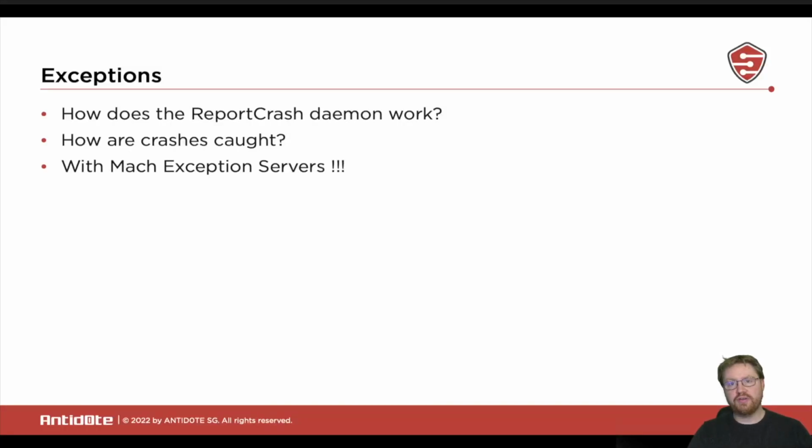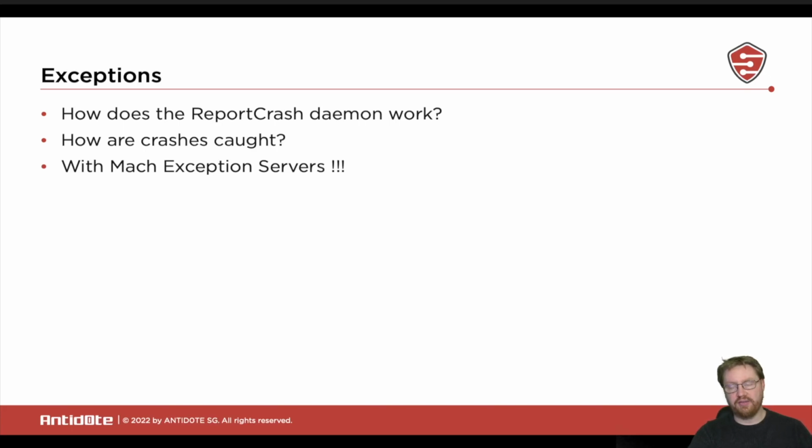So one of the questions that a lot of people have is, there's this ReportCrash daemon, but how does it actually work? How does it actually catch the exceptions so that it can then dump the crash logs to disk? Well, the magic is basically all coming from the Mach Exception server.